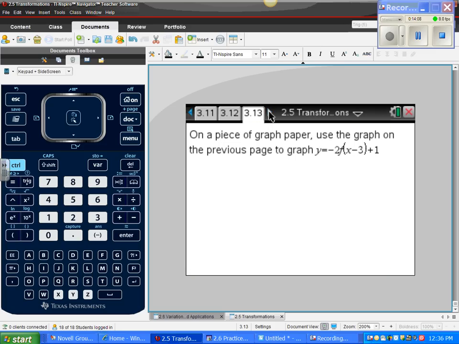So we are going to take a look at this one in class, right at the beginning when we come in. Please make sure you attempt this at home on graph paper. I'm not going to go over it right now. I want you to try it at home, and then we're going to go over it as a class tomorrow. Okay, guys, thanks.